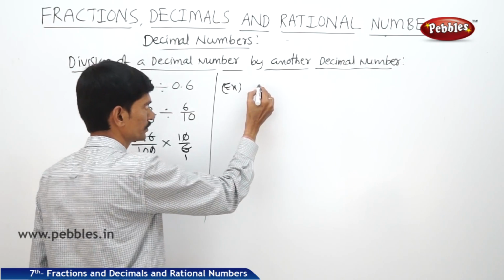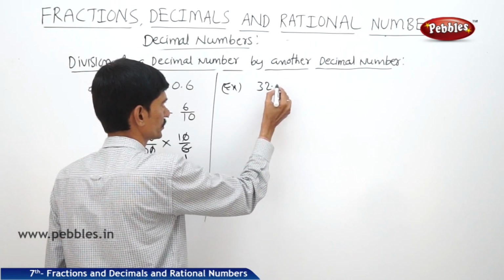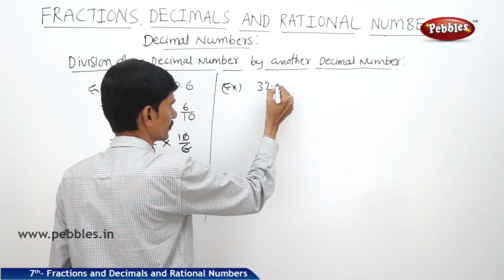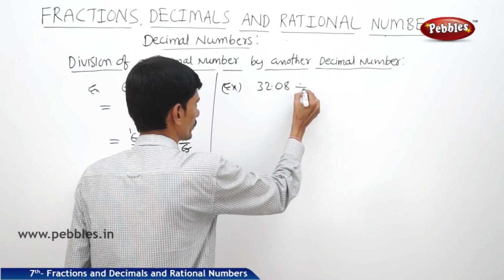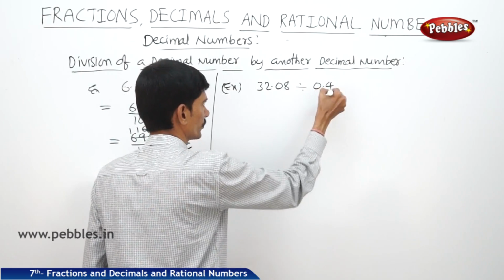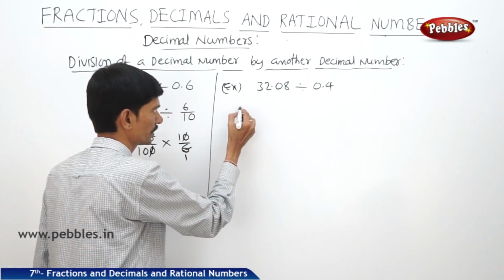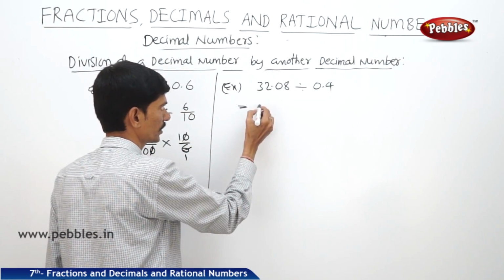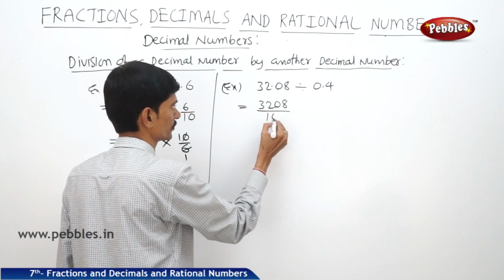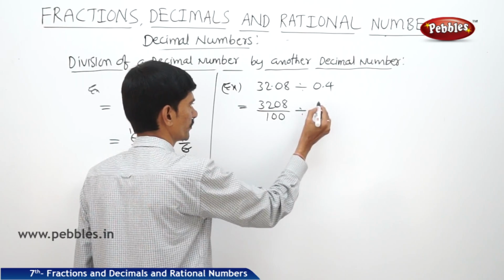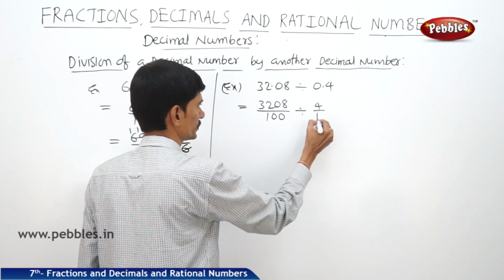So when you divide 32.08 by 0.4, here also we can write 32.08 as 3208 by 100 divided by 0.4, which can be written as 4 by 10.